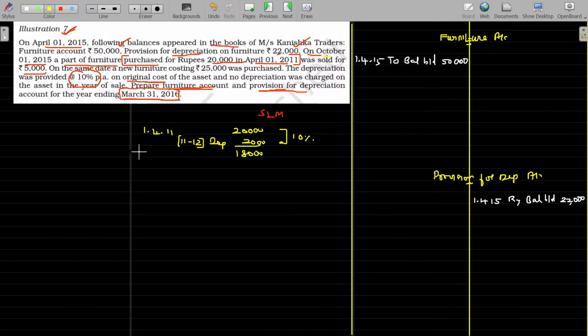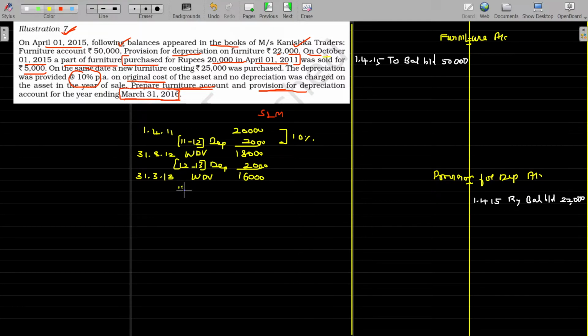This is the balance as on 31/3/2012, which is called WDV, written down value. Written down value is nothing but the value of the asset after the depreciation. Again, for 12 and 13, we provide depreciation of the same value, rupees 2,000, as it's the original cost. From the original cost only we have to calculate. Now the WDV is 16,000 rupees on 31/3/13.